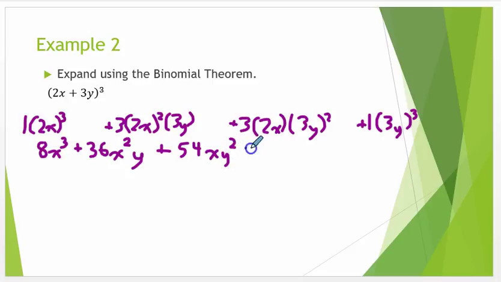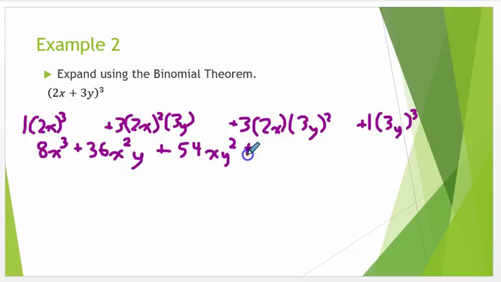One thing you'll notice about the exponents on your variables is they always add up to be the exponent on the original binomial. So it was 3 and 0, which adds up to 3. 2 plus 1, which adds up to 3. 1 plus 2, which adds up to 3. And then you just keep going along like that.